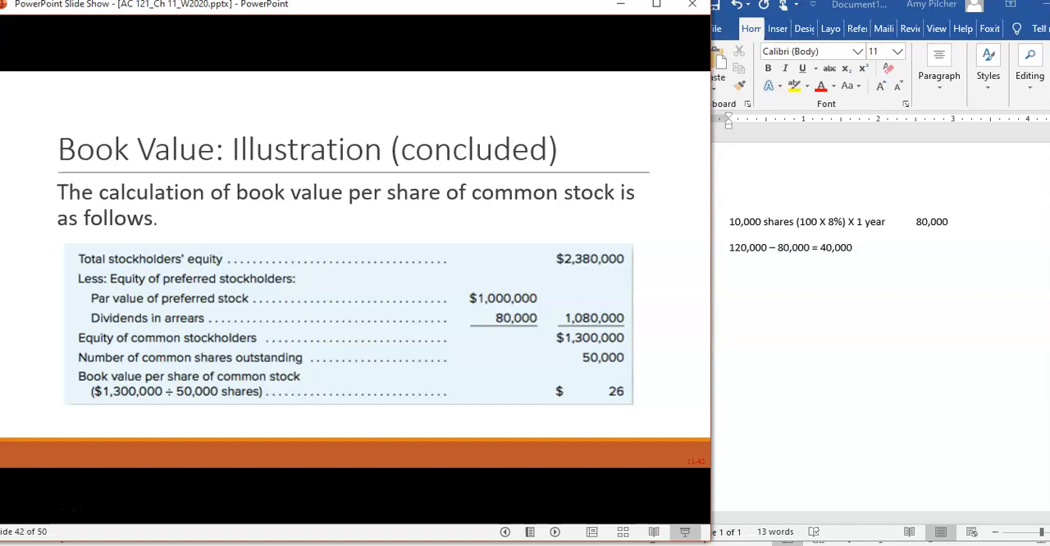When we look at this, we remove the par value of our preferred stock and the amount of dividends in arrears to get the equity of common stockholders. We divide that by the number of shares outstanding, and that tells us that our book value per share of common stock is $26. So this is our book value according to our balance sheet. This does not mean that it's equal to our current market value.